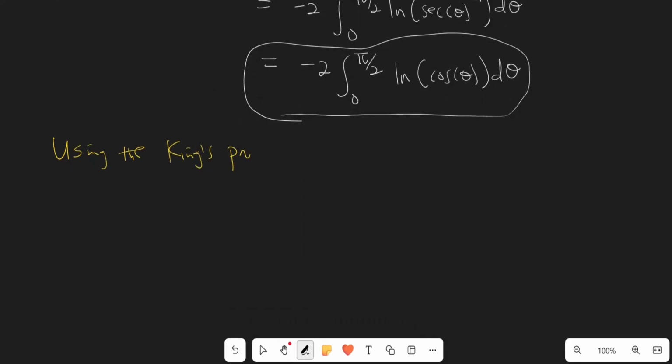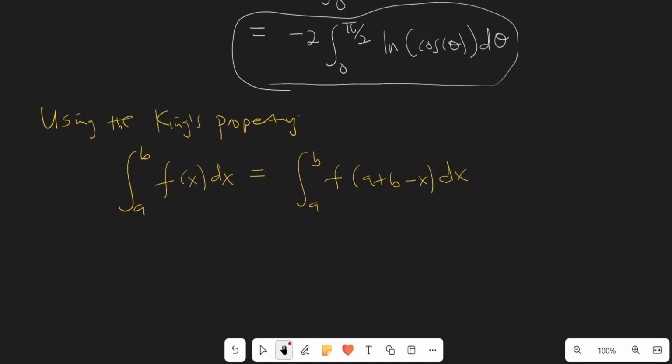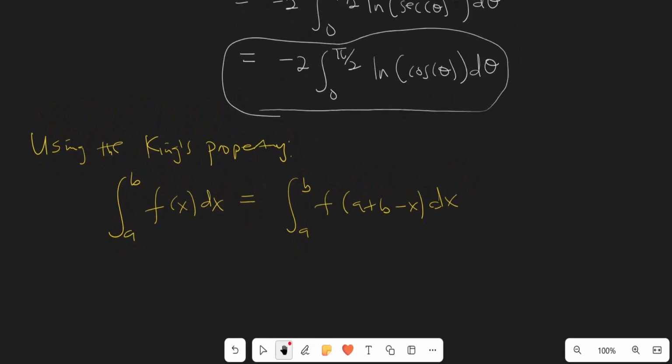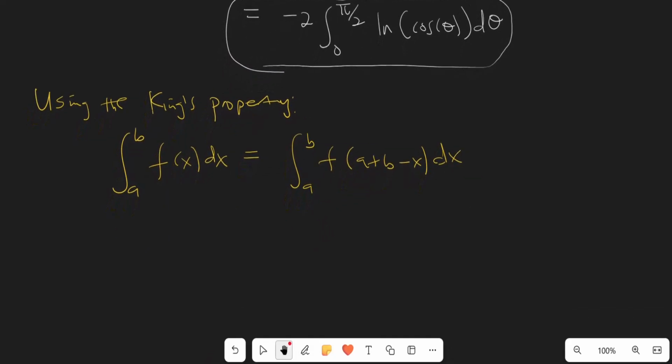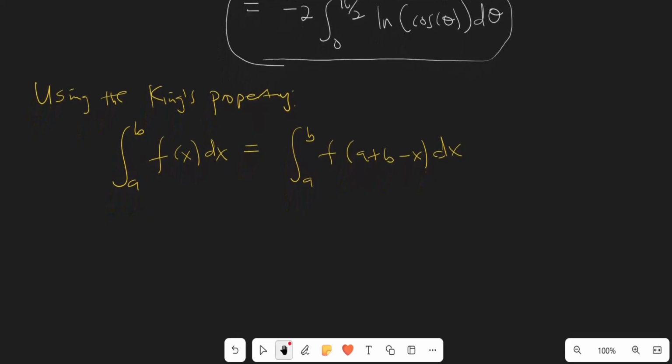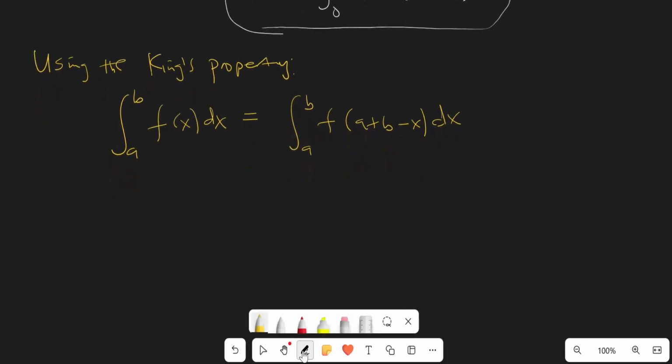Using the King's property, which states that the integral from a to b of f of x dx can be written as the integral from a to b of f of a plus b minus x dx, we can do that here. So we leave the negative 2 for now and evaluate the integral from 0 to pi over 2 of the natural logarithm of cosine of x dx. So let's do that.